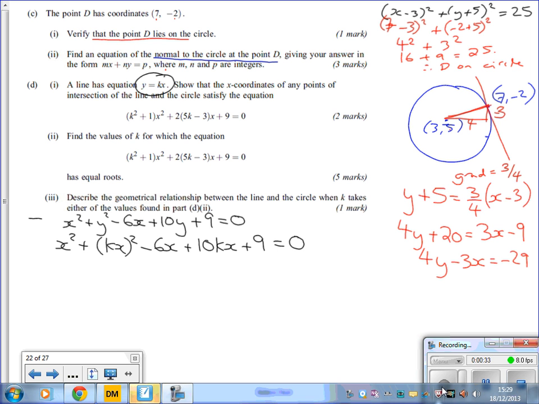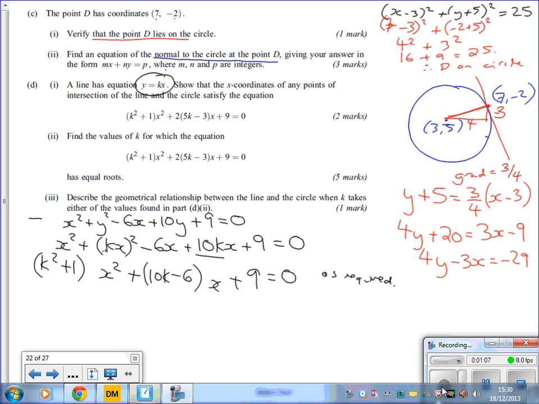Now, tidying that up, altogether I've got x squareds, k squared of them here and 1 of them there, so I've got (k squared plus 1) x squared. Here, I've got some x's, haven't I? I've got 10k of them from here, minus 6 of them from there. And then I've got plus 9 equals 0 as required. Probably I'd put another line in there and tidy that line up first, just to show that I had it perfectly right.